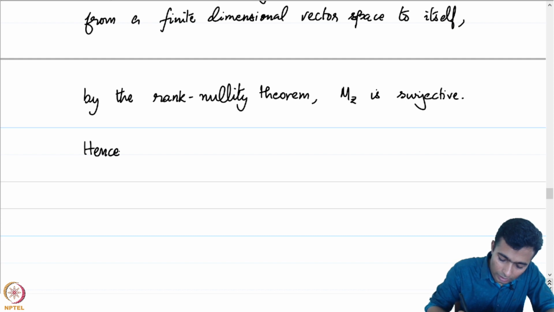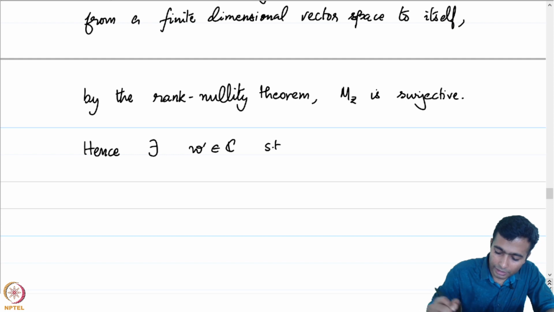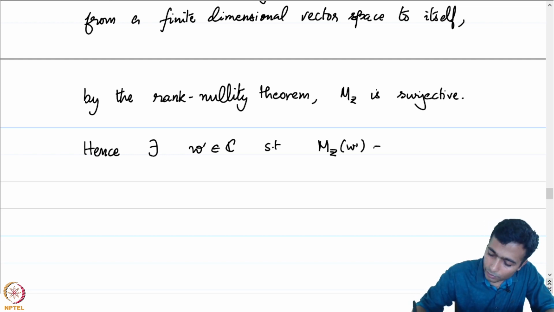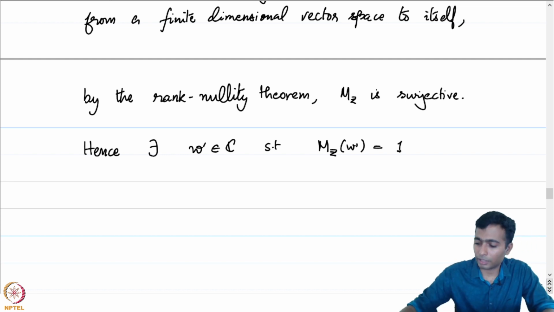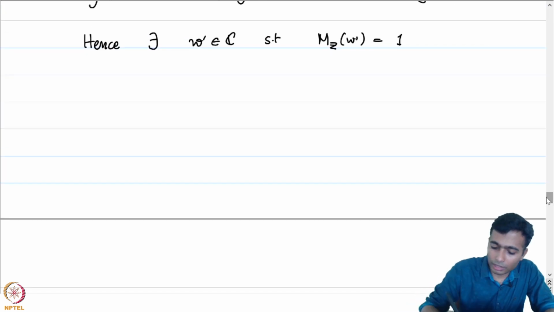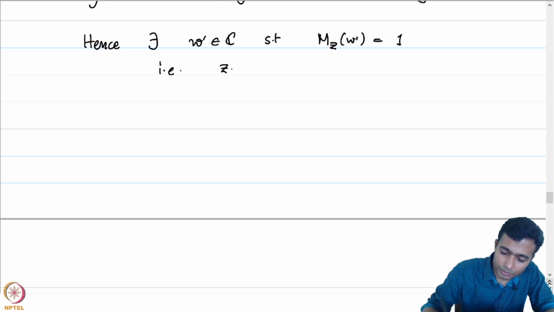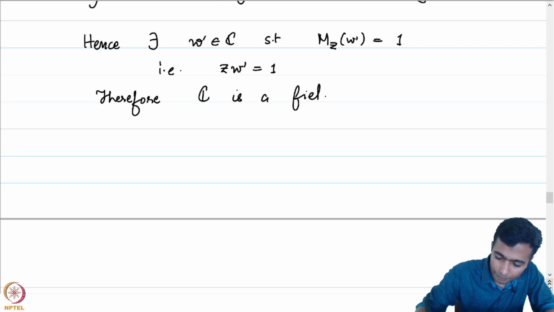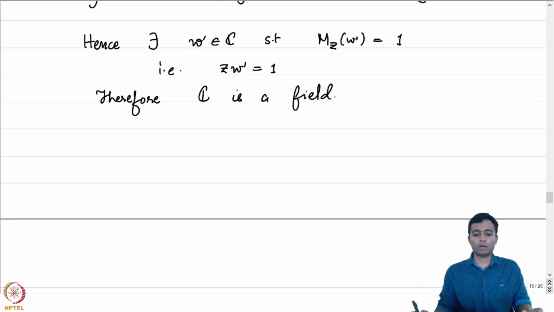Hence, there exists W prime in C such that MZ of W prime is equal to the unit element in C. And that means Z times W prime is equal to 1, and hence Z is invertible. Therefore, C is a field. So we have established every aspect of C being a field of complex numbers.